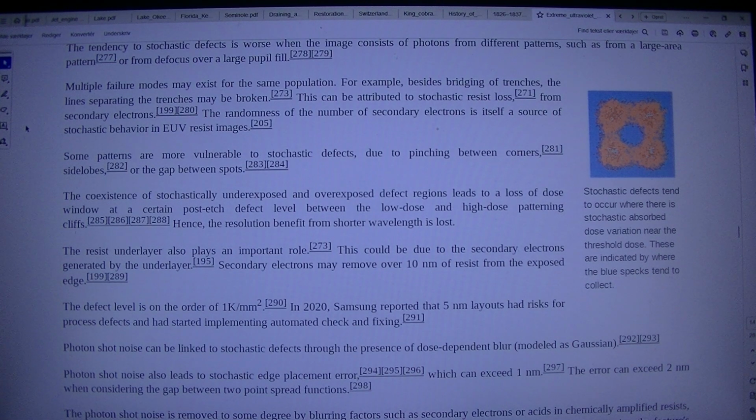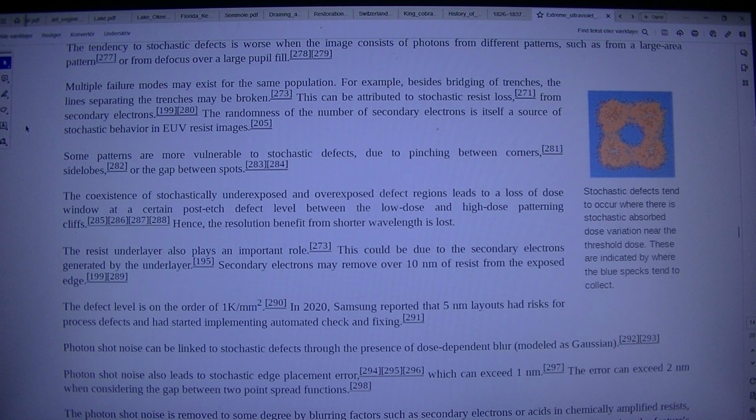Secondary electrons: the randomness of the number of secondary electrons is itself a source of stochastic behavior in EUV resist images. Some patterns are more vulnerable to stochastic defects, due to pinching between corners.